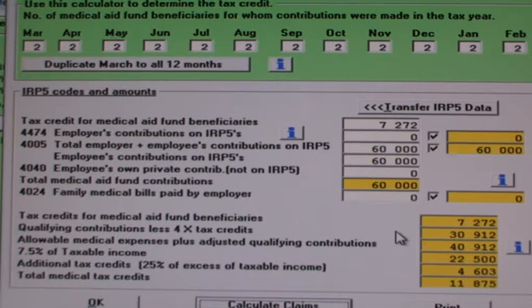In this example, 7.5% of taxable income is 22,500, which means that 25% of the amount by which 40,912 Rand exceeds 22,500 is 4,603 Rand. 4,603 Rand plus 7,272 equals 11,875 Rand.